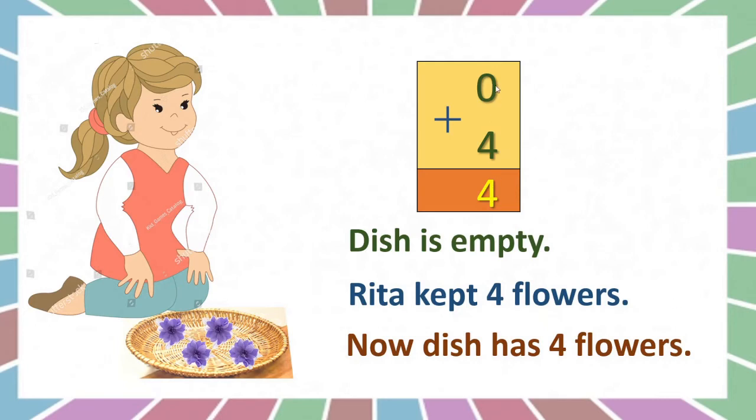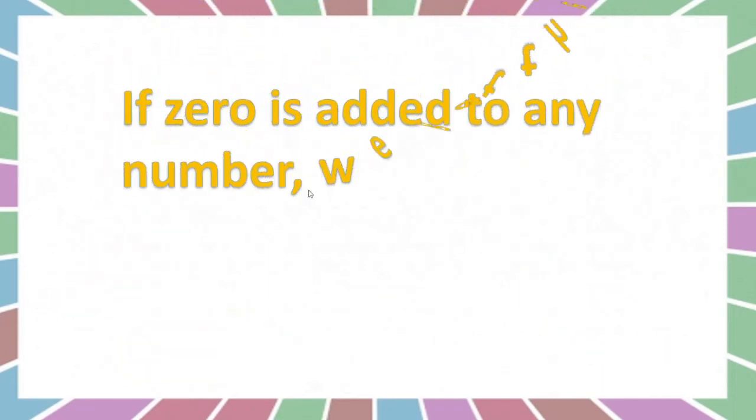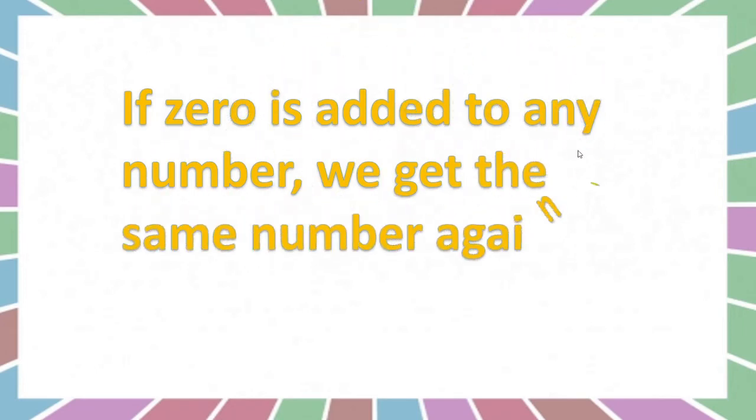Here also same thing. 0 plus 4. Again that same number, that is nothing but 4. Right? Next. Here we can write like this. If 0 is added to any number, we get the same number again. Right? 5 plus 0 is equal to 5.